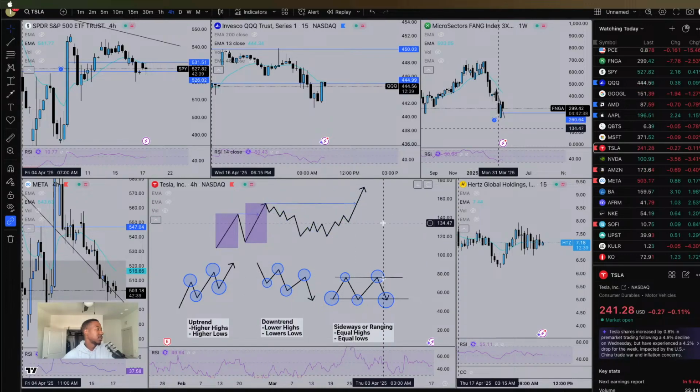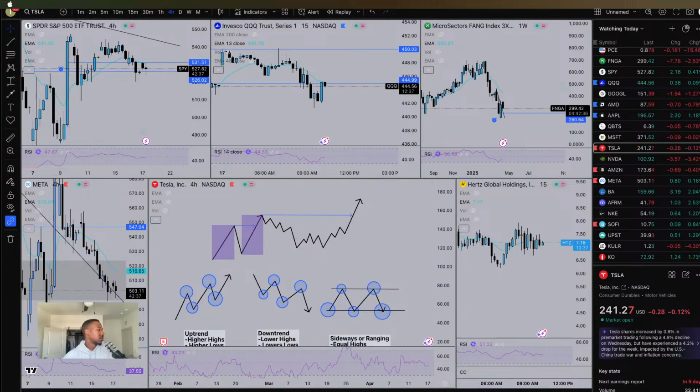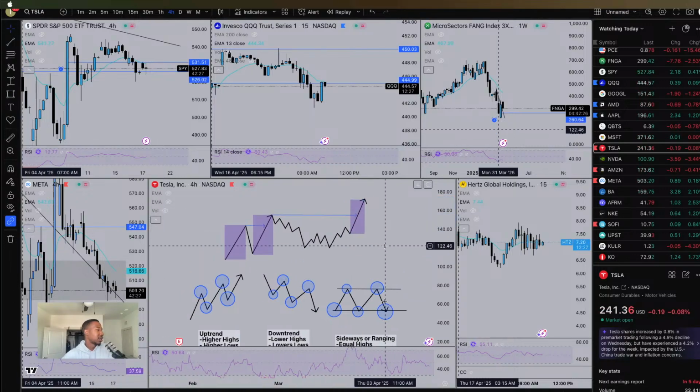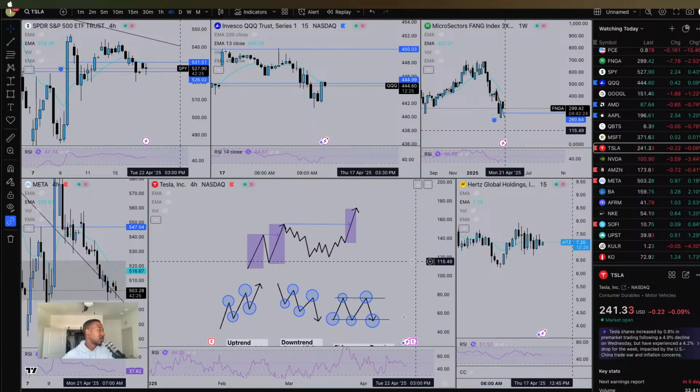So now that we see we have this range, the new range is actually going to be the last low that led to the breaking of this range. All right, so that's how you find ranges.